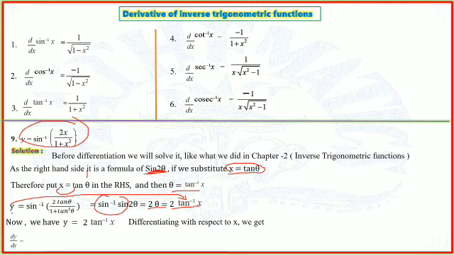dy upon dx. This one we have differentiated, this y with respect to x, so we got dy upon dx is equal to 2, and then differentiation of tan inverse x. Differentiation of tan inverse x is 1 upon 1 plus x square. So dy upon dx is equal to 2 upon 1 plus x square. So that's all about this question.